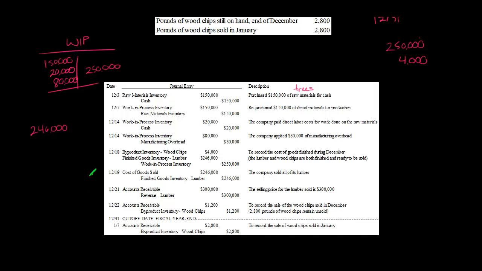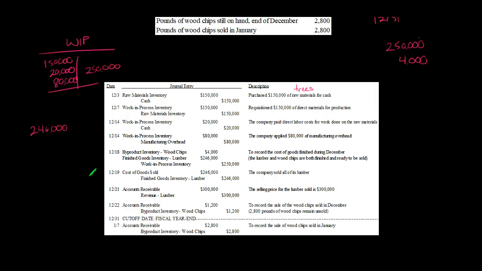What happens when we sell the wood chips? You might be wondering, because we said in the beginning, I don't know if you remember, that we sell 1,200 pounds of the wood chips in December, and our selling price was $1 a pound. So we credit byproduct inventory for $1,200 to reduce it, because those wood chips are no longer in the inventory, and we debit accounts receivable. That seems weird, because normally when you debit accounts receivable, you credit a revenue account, but we don't do that under the production method. We're debiting accounts receivable, and then we're crediting the byproduct inventory for wood chips.